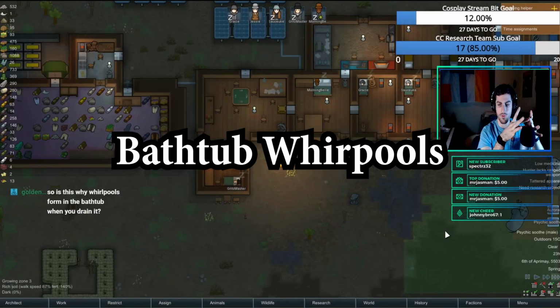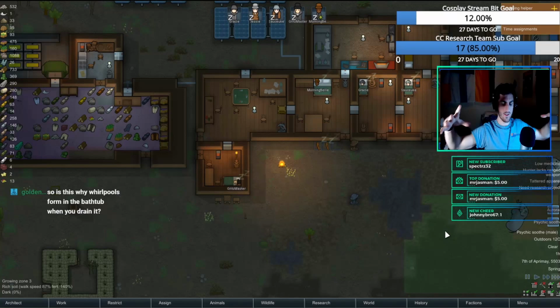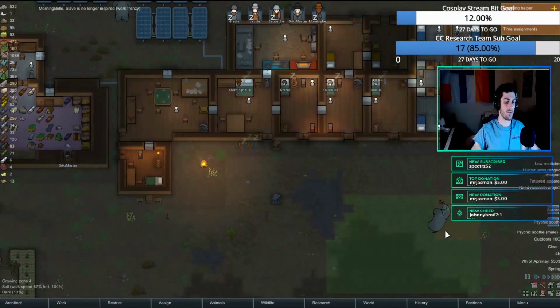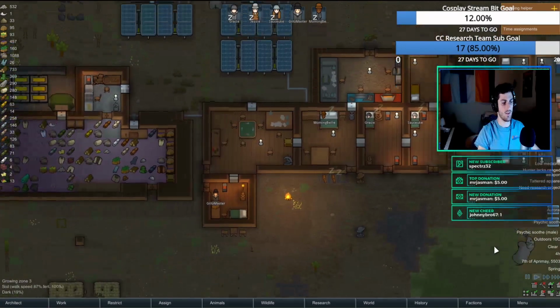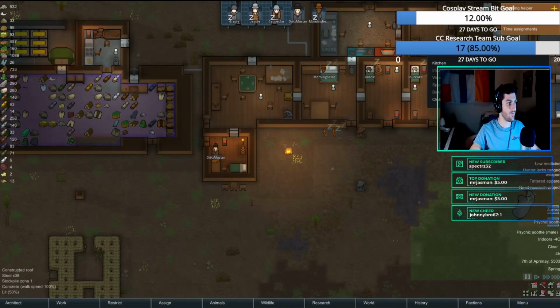Is this why whirlpools form in the bathtub when you drain it? So whirlpools are going to form because you have fluid. Well, let's think about that. My guess for why a whirlpool would form is because... let's try and think about this logically. Let's open up Paint and let's think, and then we'll check our answer.